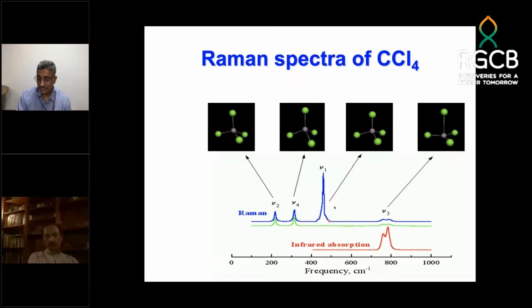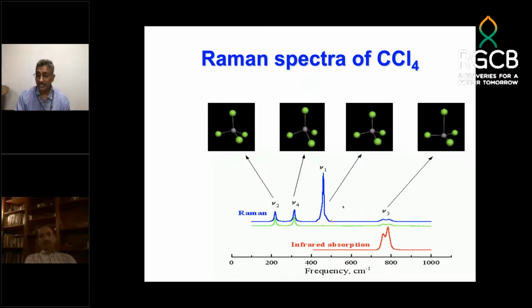So in fact, this is a very characteristic peak of symmetric stretching, which is around 415 centimeter inverse, which is actually the symmetric stretching mode of carbon tetrachloride. If you look at SO4, the same peak will be around 890.